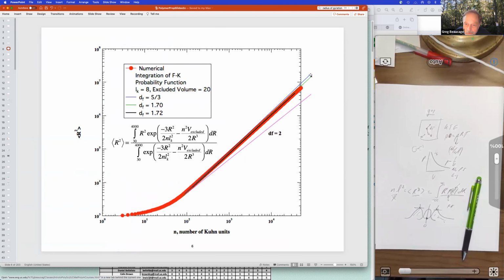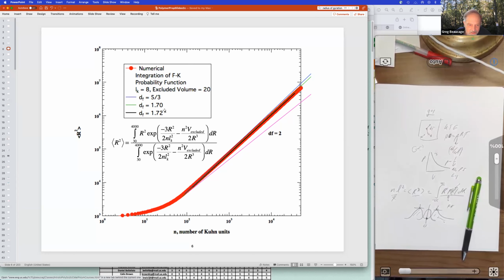That approximation is the difference between the blue one here, which is 5/3, and the red one, which is the actual integral. If you do molecular dynamic simulations of self-avoiding chains, you get the green one, which has a slope of 1.70. This is 1.67. This is 1.70 from computer simulations. And if you just do a power law fit to the result of a numerical integration of the Flory-Krigbaum, you get 1.72.